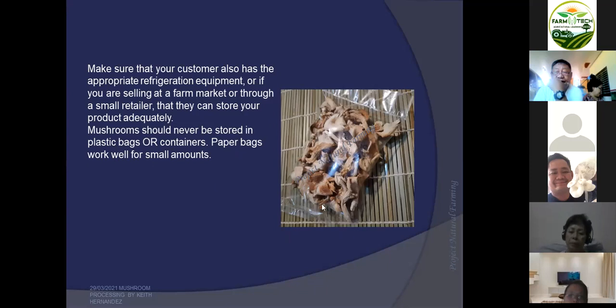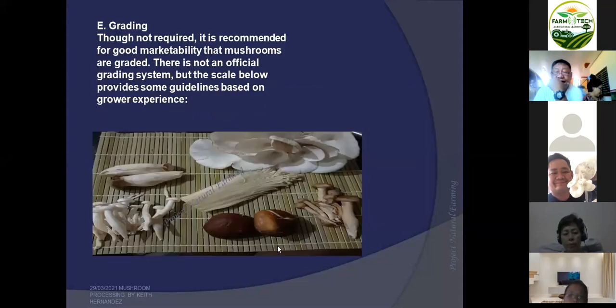So these are some of my products. These are all technically my products. This is a dried mushroom. Not shiitake, but this is oyster mushroom na dried. Pwede pala yun.